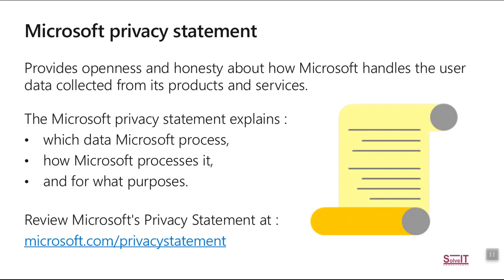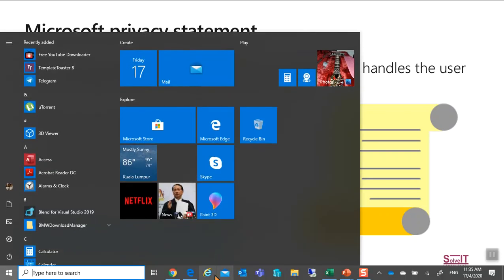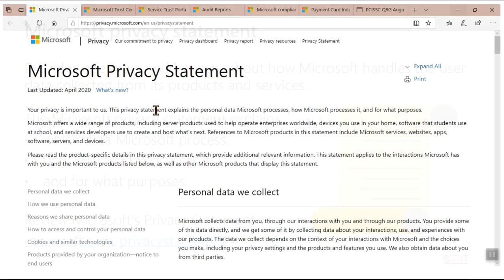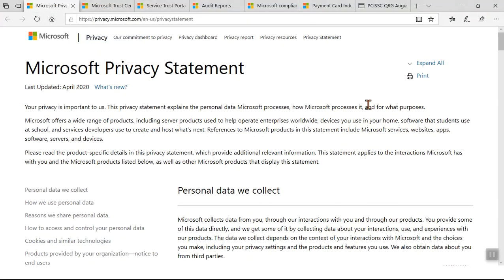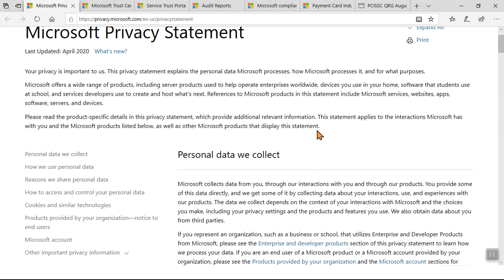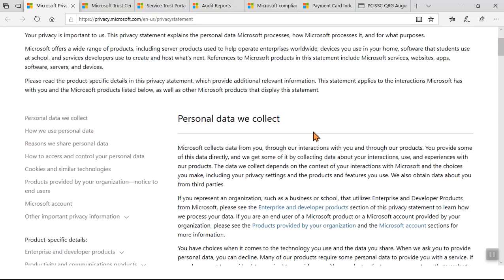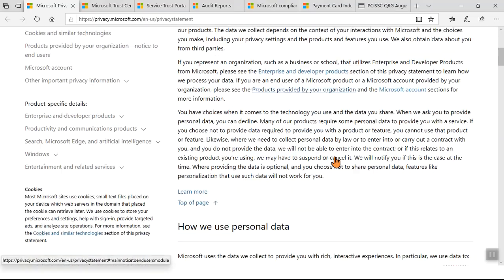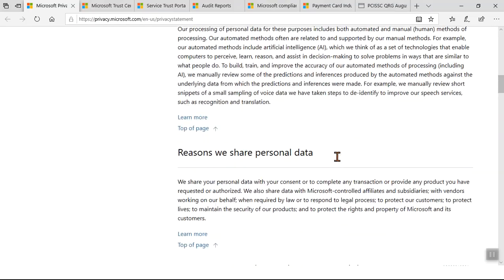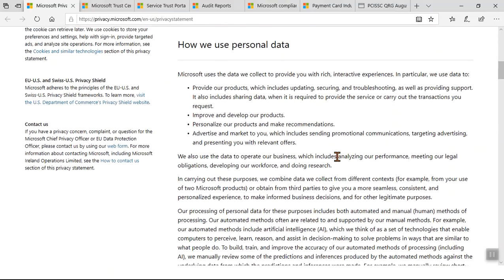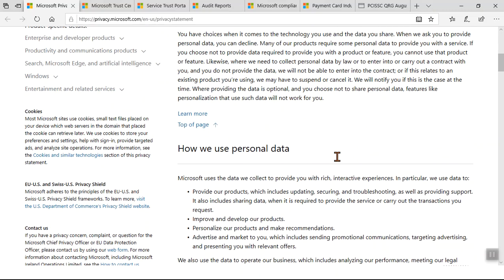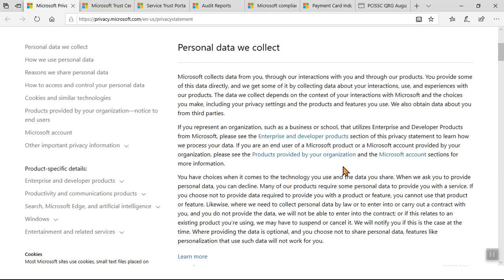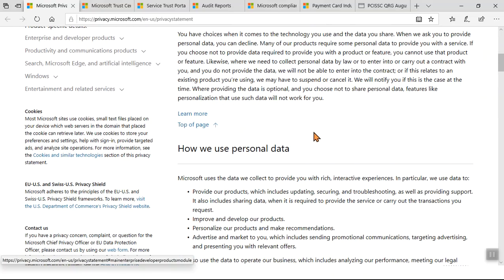So the statement explains which data Microsoft processes, how they process it, and for what purposes, right? So let's take a look at the privacy statement. And this is the Microsoft privacy statement. You get very good information on some of those topics I mentioned earlier, the kind of data that they collect, how they use the data, and so on. Remember that when you sign up for the service, it is provided in that fine print, right? What kind of data are you providing to Microsoft? And this is where you get more details as well.